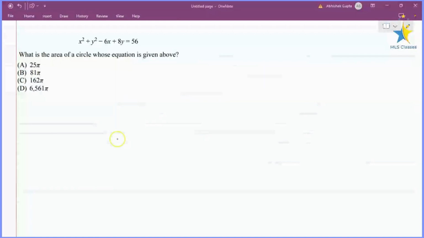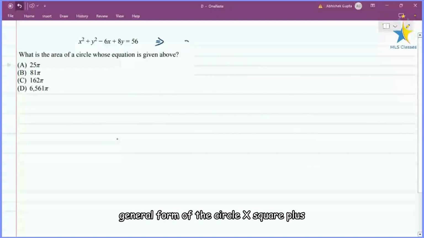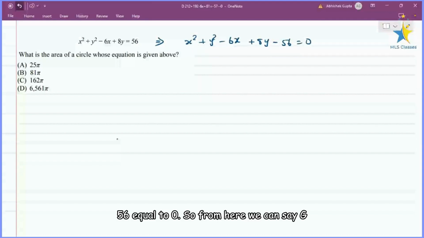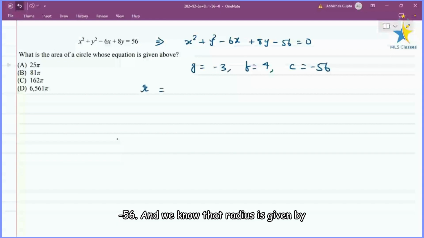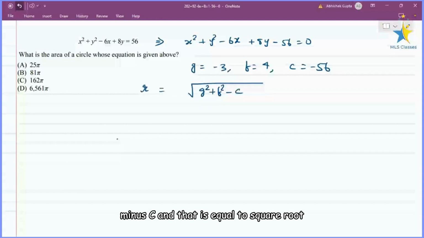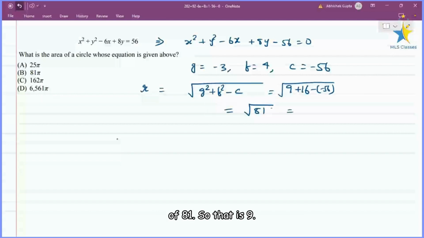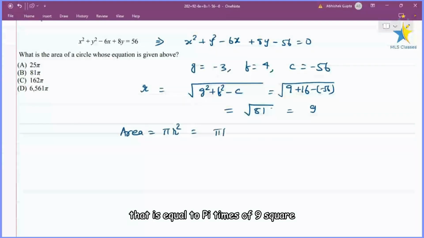Now moving to the next question. In this question it says, what is the area of a circle whose equation is given above? Again this is of the general form of the circle, x square plus y square minus 6x plus 8y minus 56 equal to 0. So from here we can say g is equal to negative 3, f is equal to 4 and c is equal to negative 56. And we know that radius is given by square root of g square plus f square minus c, which is equal to square root of 9 plus 16 minus of minus 56, that is equal to square root of 81. So that is 9. Now the area of the circle will be pi r square, so that is pi times 9 square, which is 81 pi. So the answer will be option B.